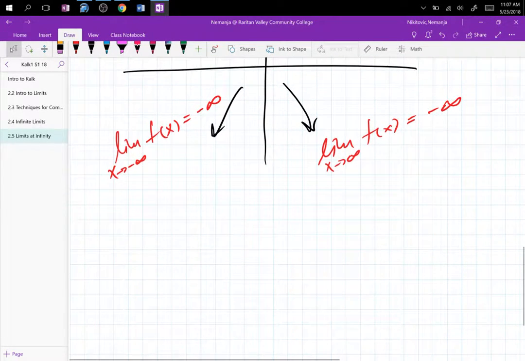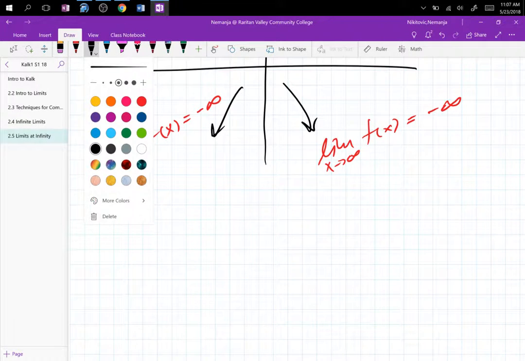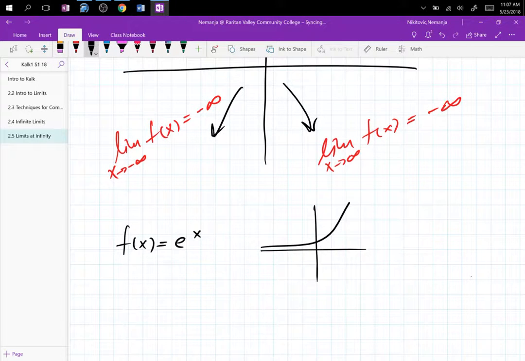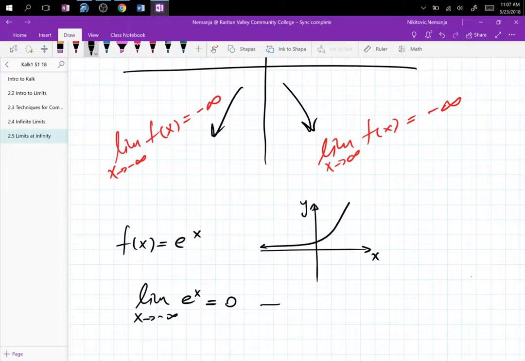And now I can finally do a full problem to examine e to the x. I promised for the last time, okay? So if I have f of x equal to e to the x, and I know what the graph looks like, which is this, on the left-hand side, when I take the limit as x goes to negative infinity of e to the x, I get 0, that is the horizontal asymptote at y equals 0.